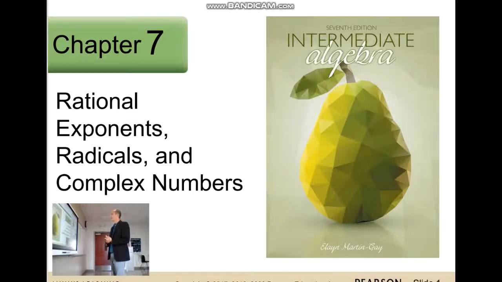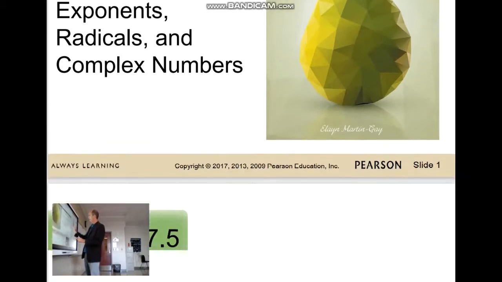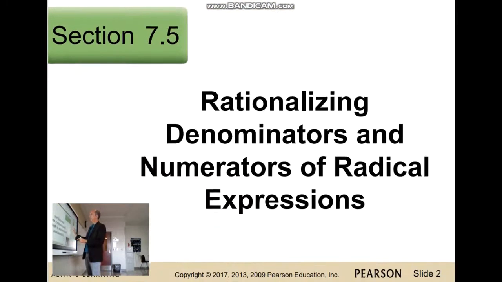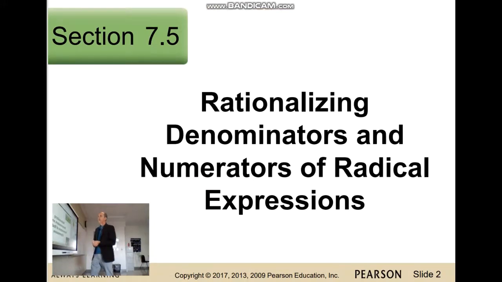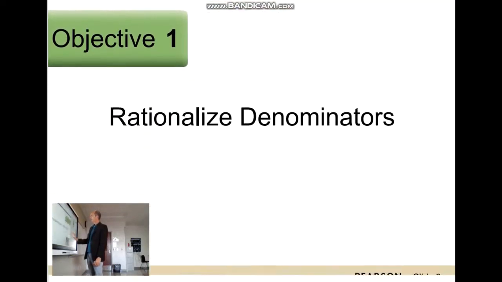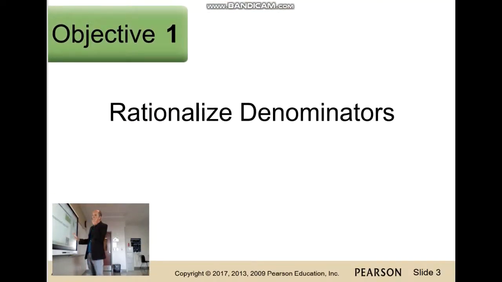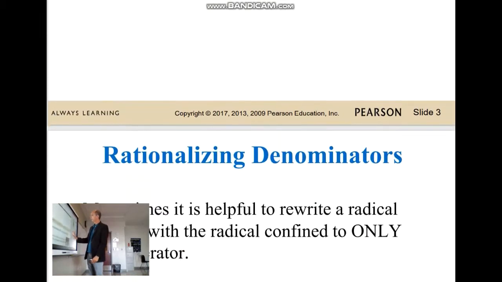Welcome back. We are on chapter 7, Rational Exponents, Radicals and Complex Numbers. And today we are going to work on section 7.5, Rationalizing Denominators and Numerators of Radical Expressions. Let's go to objective number 1, rationalize denominators.